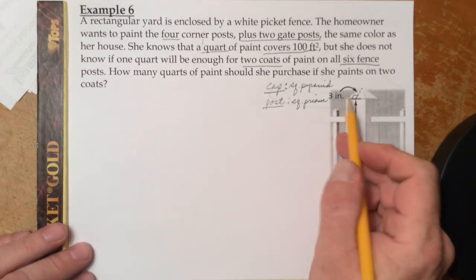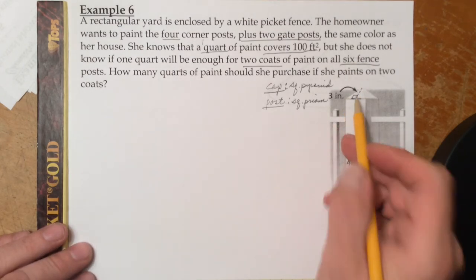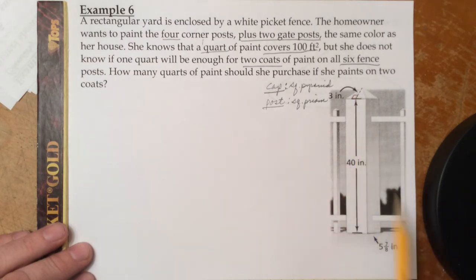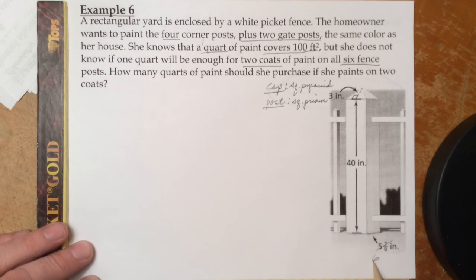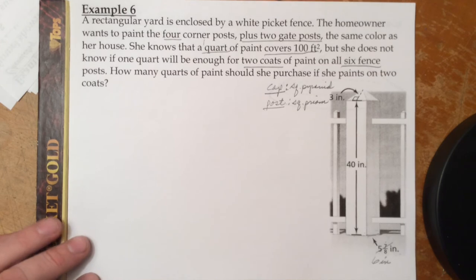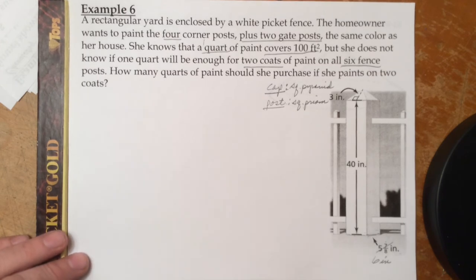Next, take a look at our dimensions. We have 3 inches. This is a slant height here. The height of the post is 40 inches, and then the length of each one of the sides there is 5 7/8 inches. Now, because we're painting, and this isn't some very large job that has to be horribly precise, we're going to say 5 7/8 is fairly close to 6. It'll make our math easier. So I'm going to change that to 6 inches. Now we've got a square that's 6 by 6 by 6 by 6.